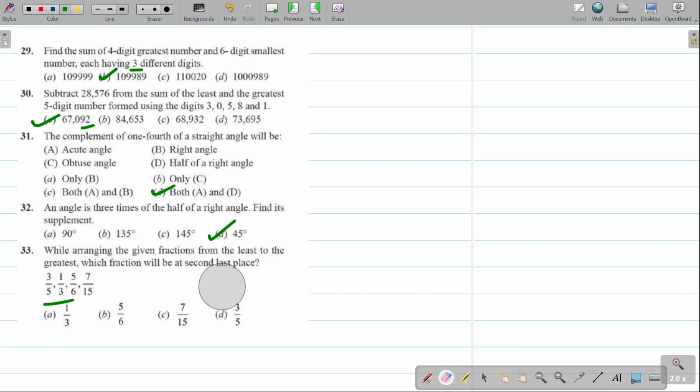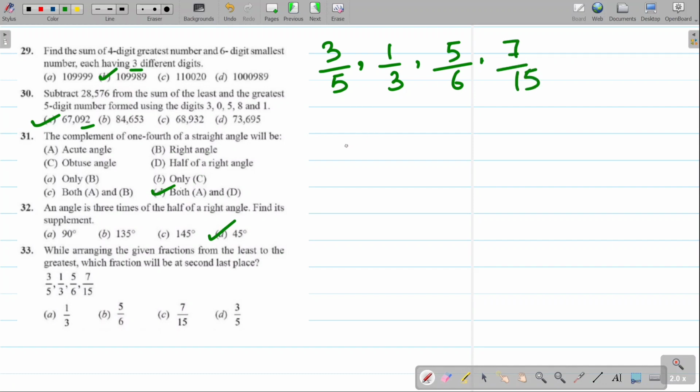So we'll write the fractions first. There are two approaches to solve this question. One is by taking the LCM of the denominators, and the other is by comparing two fractions one at a time. So let us write these fractions first. 3 by 5, 1 by 3, 5 by 6 and 7 by 15. In an exam scenario, this comparing two fractions is a bit easier or a bit faster.